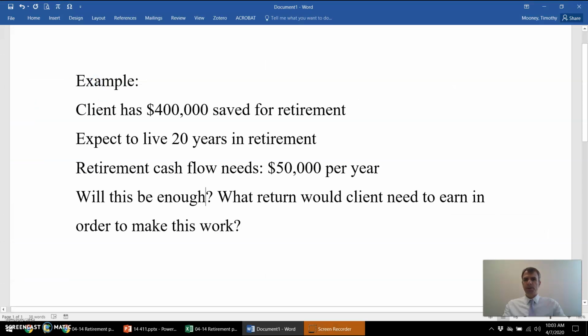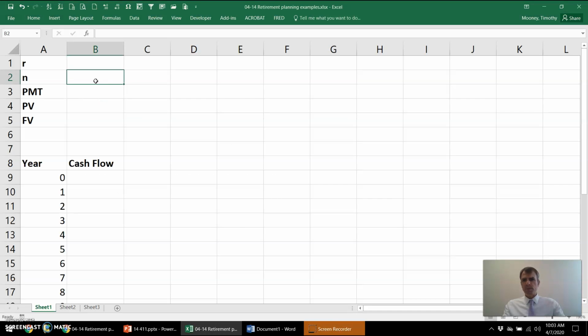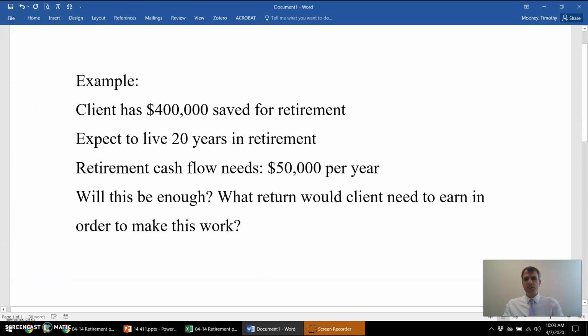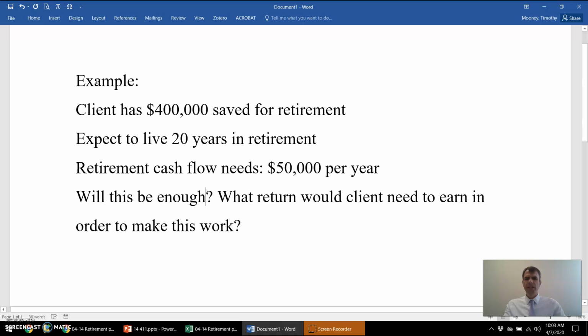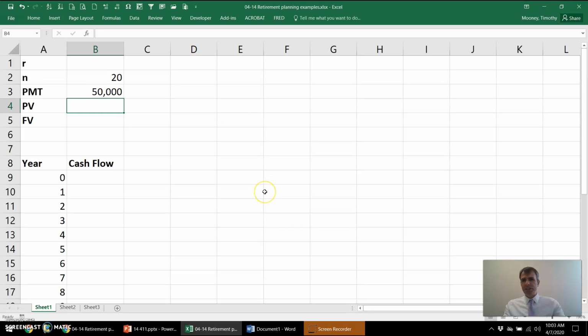So let's put in the relevant parts of the problem. 20 years, got an annual problem here. We're going to withdraw $50,000 a year, so I'll put this in as a positive number. That's the payment. And then the amount we have saved at the time we retire is 400,000. I'll put that in as a negative number. It should be the opposite sign of the withdrawals. You could switch the signs as long as you are consistent throughout the problem.